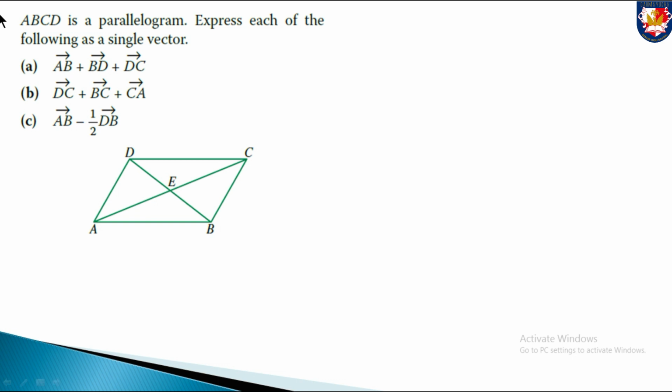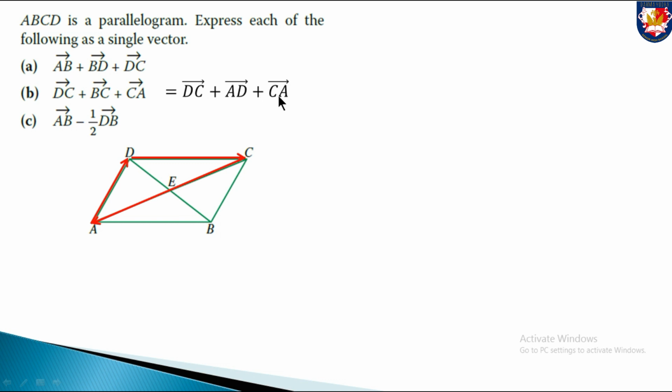Next, for B, DC plus BC plus CA. This is vector DC, this is vector BC, and this is vector CA. We can't just find the vector resultant because in this point, the terminal point meets another terminal point. Okay, so how to solve this? We can write this as DC plus AD plus CA. We replace BC with AD because vector BC equals vector AD. They have the same magnitude and the same direction.